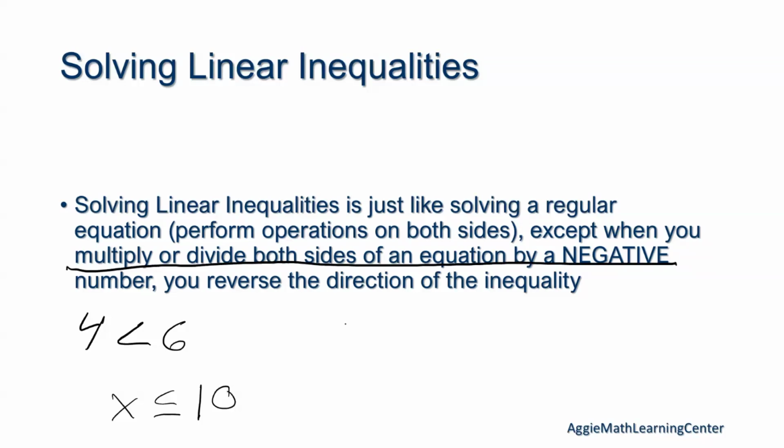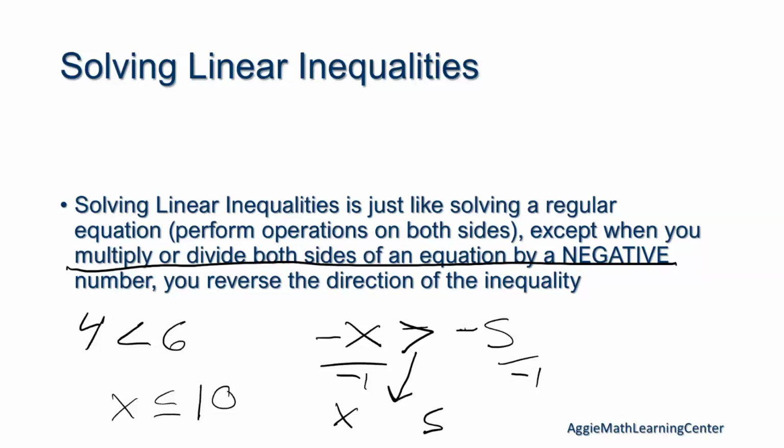So if we had like -x, I almost wrote equals, we'll do -5. So to do this, we would divide both by -1 or multiply. It doesn't matter with -1. So that's x and then 5, but we have to swap the direction of this. Okay, any questions on that?